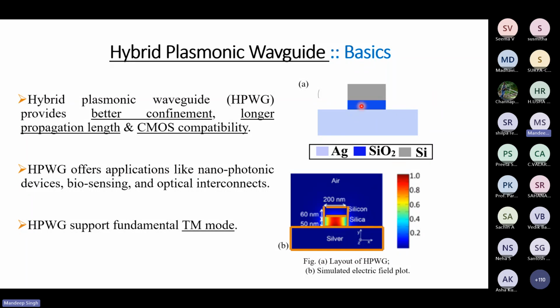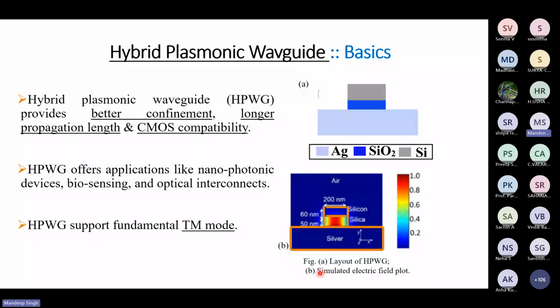I will discuss its basics, and then we will use that waveguide for the design of nanophotonic sensors. In this one hour, we will now focus on the sensing part. As I told, this waveguide has applications in nanophotonic devices, biosensing and optical interconnects. Also, because of the presence of the metal dielectric region, it supports the TM wave. The fundamental TM mode polarization is supported by this nanostructure.